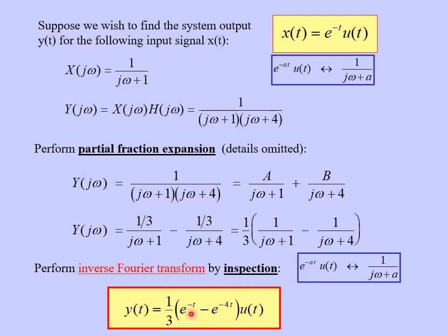So that's going to give me e to the minus t. And the second term here, I can see by inspection, a here is equal to 4. So that's going to give me e to the minus 4t. And then, of course, remember that minus sign in front, that's the minus sign right here. And also there is a 1/3 out in front. And then don't forget also the step function here, which has both of them multiplied together. So there is our solution to that differential equation, and we did it without having to do any calculus.